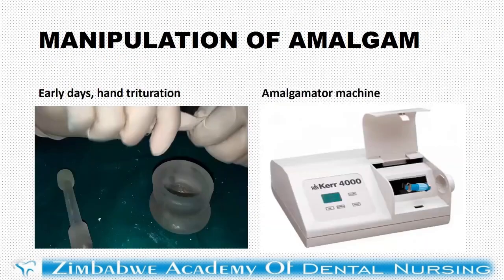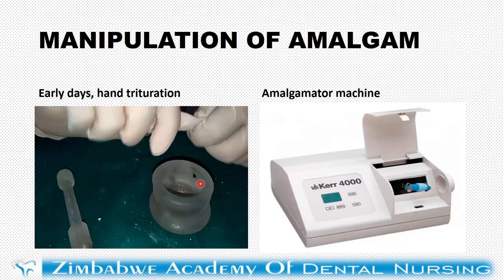So the machine is on your right side. It's called an amalgamator. And inside the amalgamator, you can see a capsule there. I show them the capsule. This is the capsule in an amalgamator. And this is an amalgamator machine.